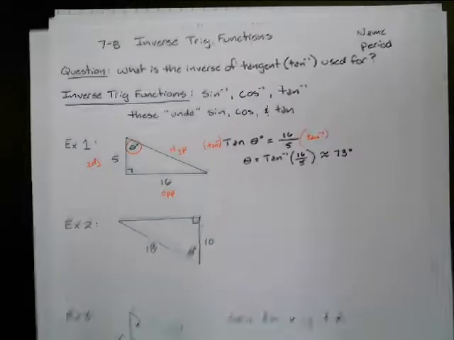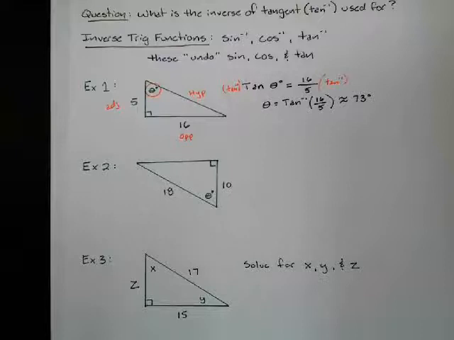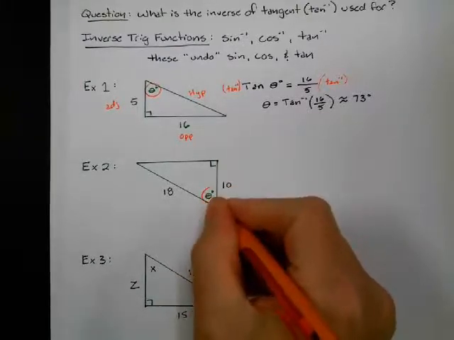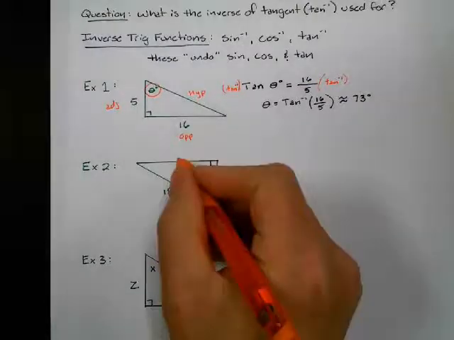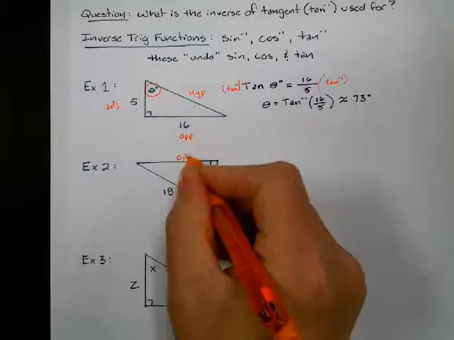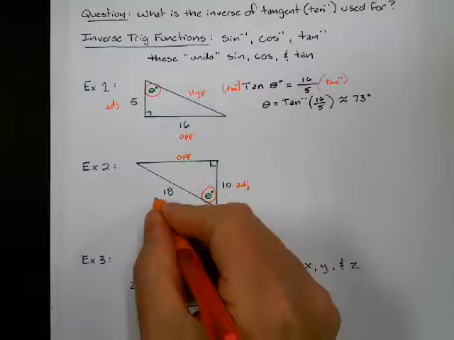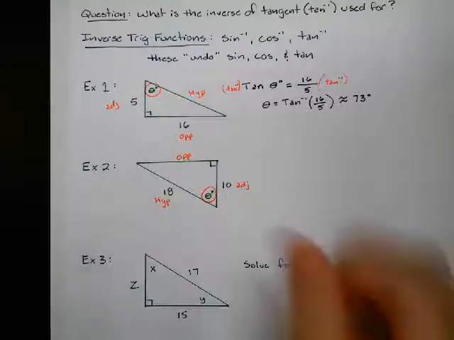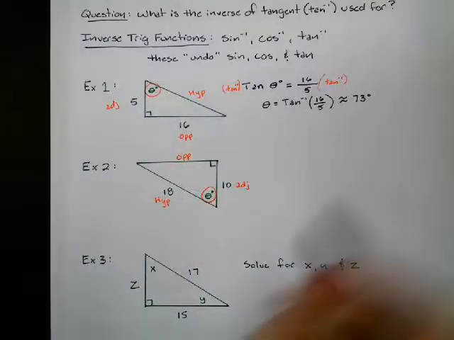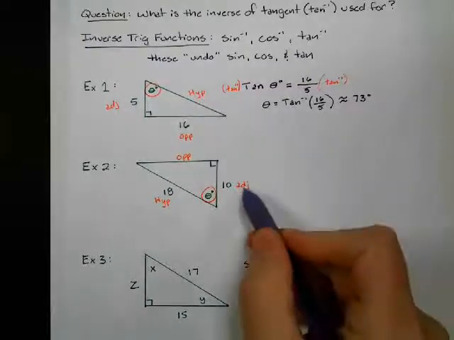All right, next one. My angle of reference is theta down here. So this one would be the opposite leg. This one would be the adjacent leg. And this is my hypotenuse. So setting these up, I've got adjacent and I've got a hypotenuse.